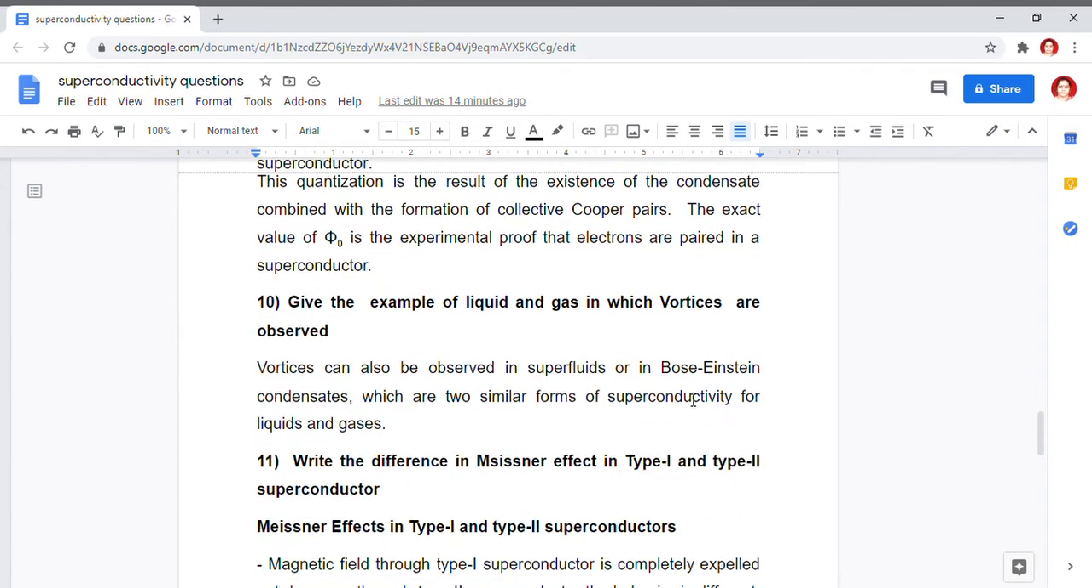Another question is: give an example of a liquid and a gas in which vortices are observed. These vortices are observed in superfluids, and they are even observed in Bose-Einstein condensate. These are the two similar forms of superconductivity for liquid and gaseous phase.